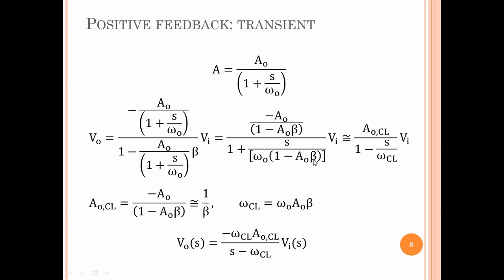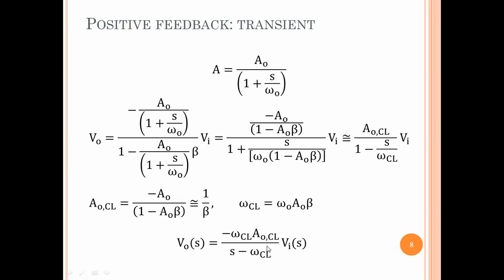If A0 beta is in magnitude much greater than 1, then we can ignore this 1, and then in the denominator we'll get 1 minus S by omega 0 A0 beta, which quantity we call as omega CL. In the numerator we'll keep this as it is and we call this A0 closed loop. This is the difference between positive feedback and negative feedback. Okay, so A0CL of course is approximately equal to 1 by beta, omega CL is all this.